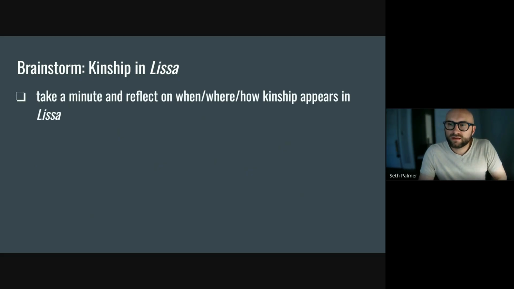You've been reading the book Lissa, the ethnographic graphic novel for this course. I'd like you to take a moment and reflect on where you saw the idea of kinship, family, relatedness appear in the book.